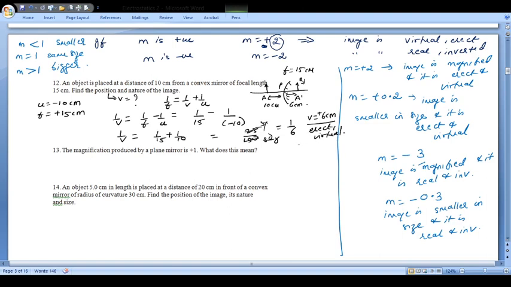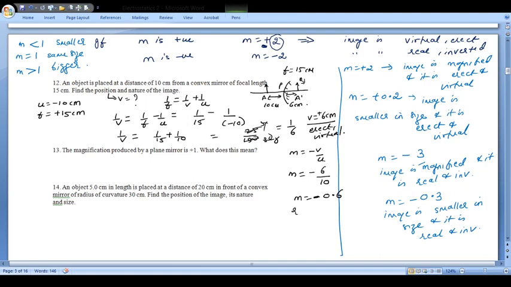And now see here, we can talk whether it is going to be smaller or bigger. Let's see the magnification. Magnification is equal to minus V upon U. So we will get magnification is equal to, what is V? V is 6 from the formula, upon 10. So you get 6 upon 10. So magnification is minus 0.6. So what does the minus sign indicate? That it is real. No, minus sign.